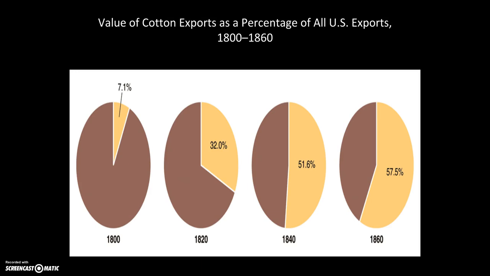Here again, you can see the reliance on cotton. So in the 1800s, cotton really isn't that big of a deal, but 60 years later, we have almost 60% of all exports being cotton. So this speaks towards the fact that the South isn't really diversifying at all. They're relying on one crop, which is going to make the need for slaves that much more important.